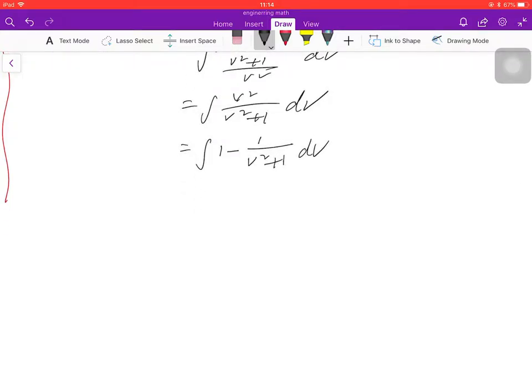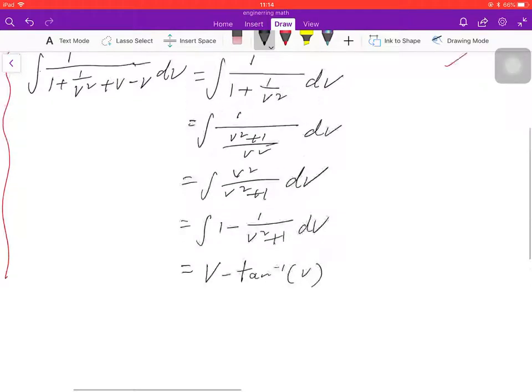So the integration of 1 dv gives v, and the integration of 1 over v squared plus 1 is equivalent to arctangent v. Okay, so this is the left hand side integration result.